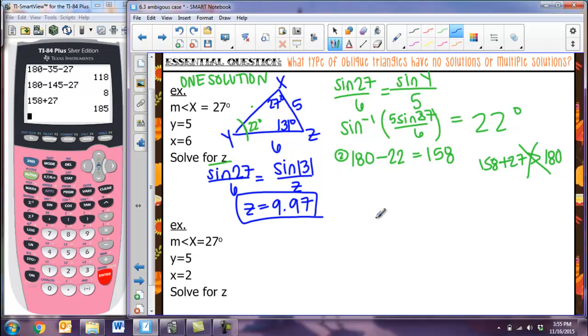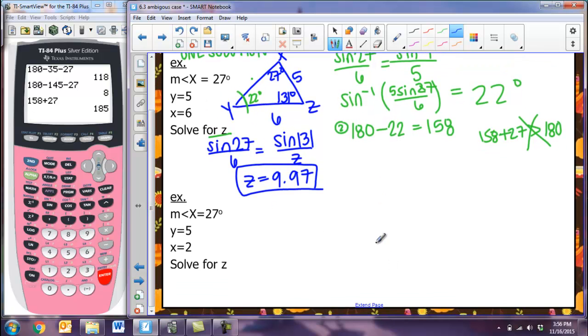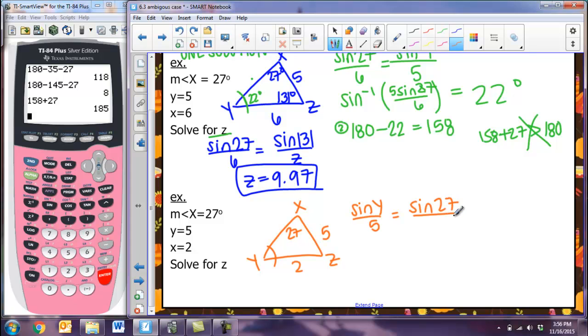You can have one solution, you could have two solutions, or perhaps you can have no solutions, like in this last example. So again, we're going to draw my triangle. I'll get a different color. So I have x, y, z, 27, 5, 2, and I want to solve for z. So if I go ahead and I set up my proportion again, remember before I can get to z, I'm going to need that angle y. So I'm going to take the sine of y over 5 equals to the sine of 27 over 2. I'm just taking the pieces of information I know and plugging them in.